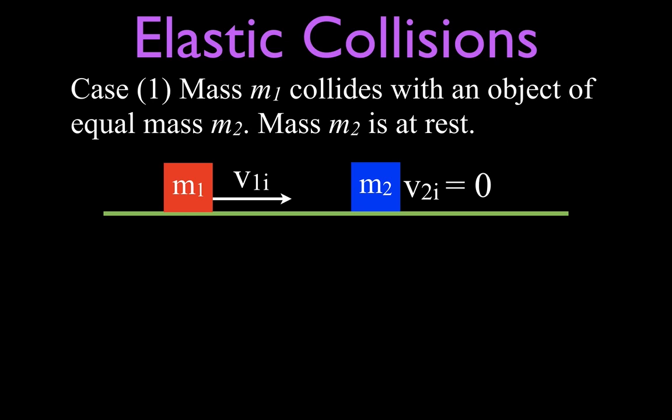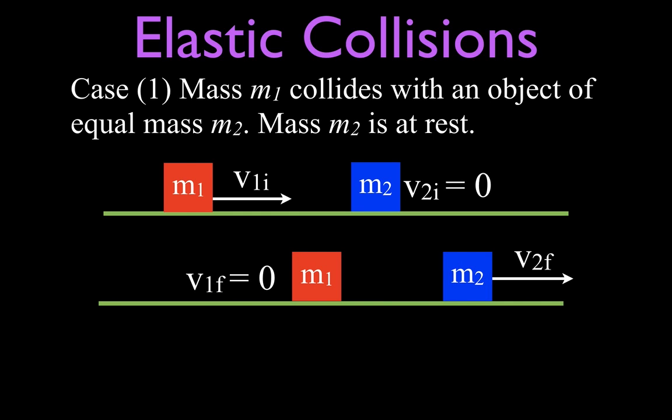And this is the first one, case number 1. Mass 1 collides with an object of equal mass, mass 2. So M1 and M2 have the same mass, and M2 is at rest. M1 is moving. The initial velocity of mass number 2 is 0. This is before the collision, and of course, maybe you can think about what will happen after the collision when they have equal masses, one's at rest and the other is moving.